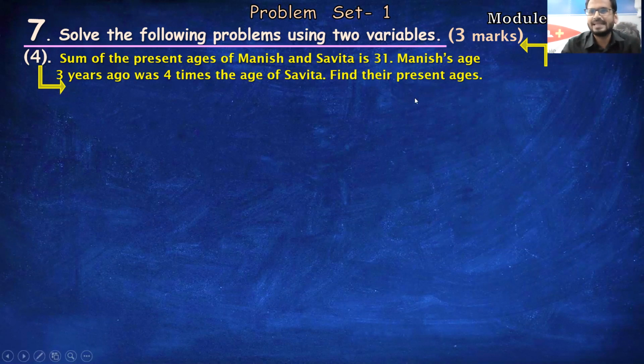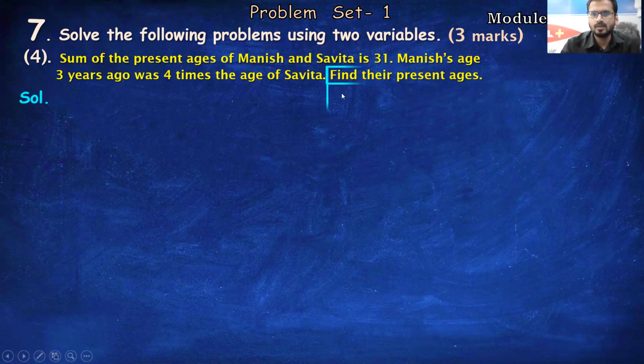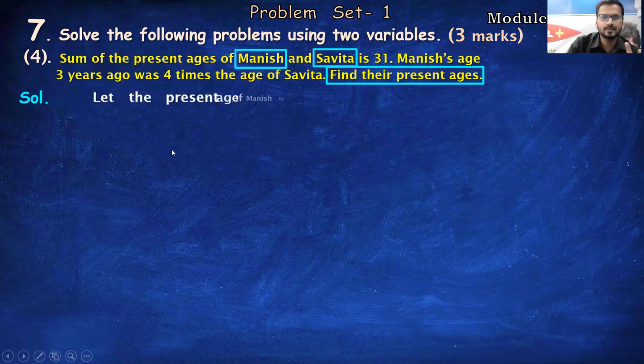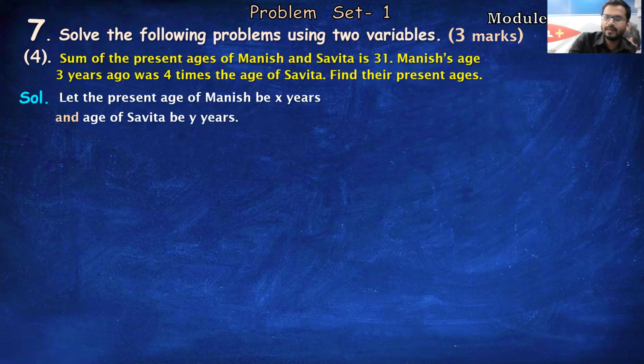So what they are asking: find their present age. Who are there? Manish and Savita, and their present age. Again, very easy. Linear equations in 2 variables. They are asking us about 2 quantities, so we have to just assume those 2 quantities. Let the present age of Manish be x years and the present age of Savita be y years.